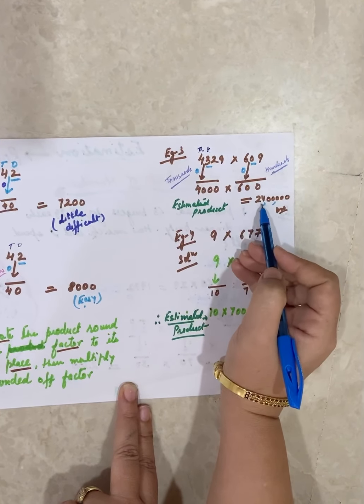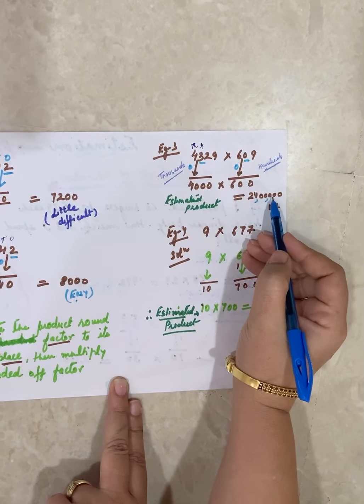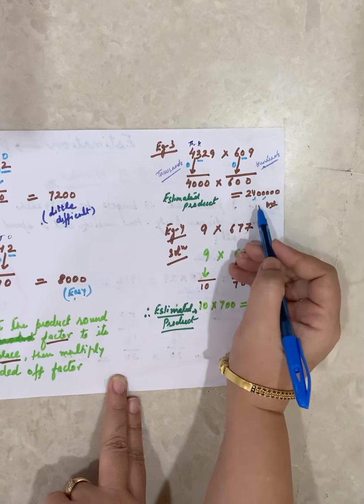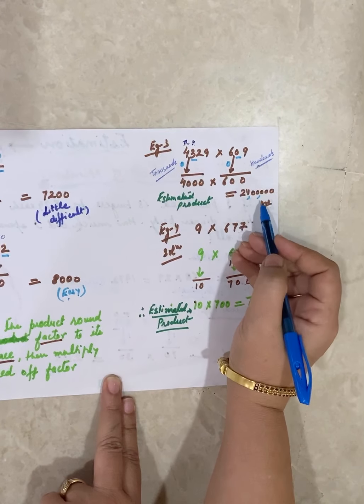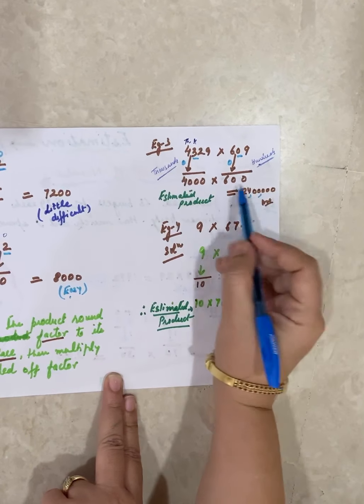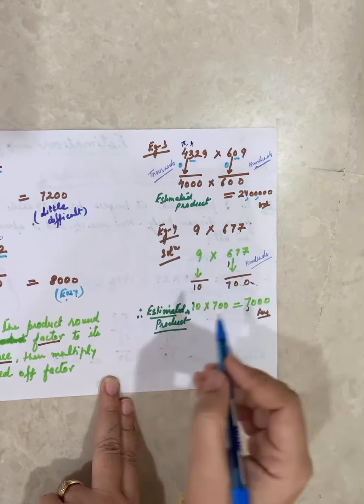4 into 6 is 24. And how many zeros? 1, 2, 3, 4, 5. So can you read this number? This number is 24 lakhs. See how my product becomes so much simpler using the concept of estimation.